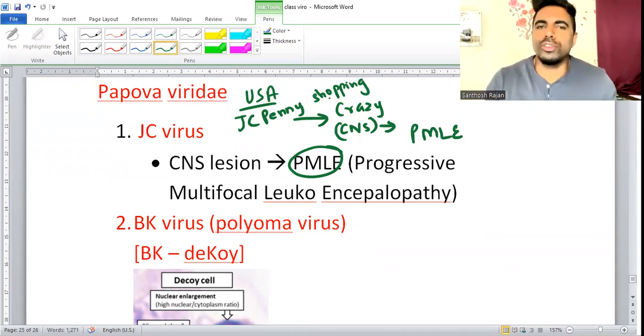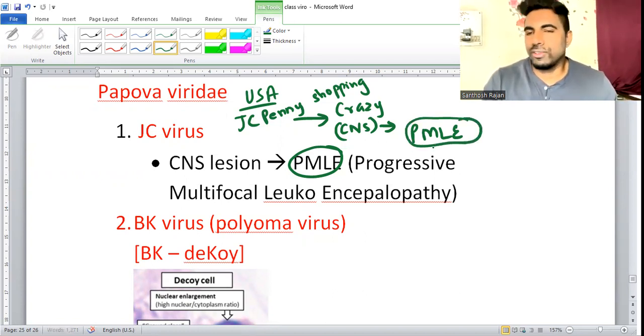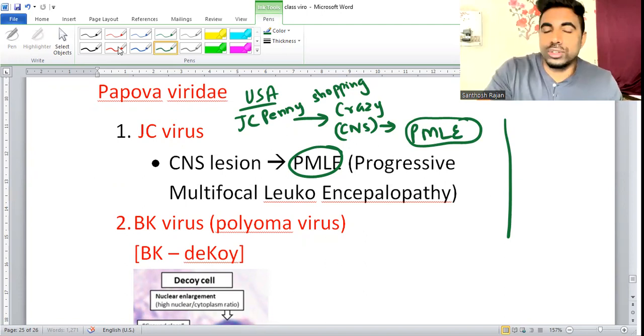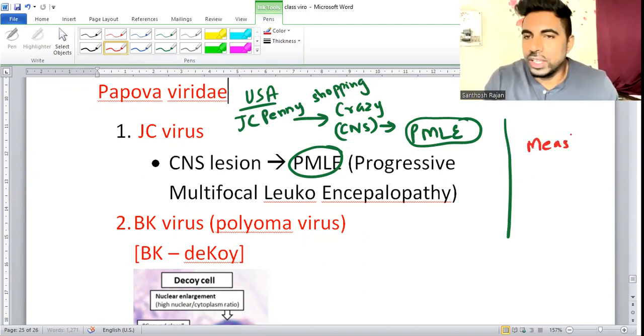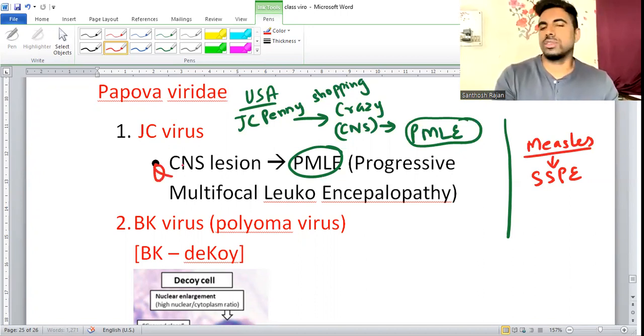It's a very cool shop, you get a lot of things there. So you get crazy buying, especially girls, they get crazy. And what do they get? They get PML, progressive multifocal leukoencephalopathy. Something like this is there in measles also. I want to bring up measles, as that question is also frequently asked. In measles, one of the complications, less common but common in questions, is SSPE, subacute sclerosing panencephalitis. That's a different type of CNS disorder. But this is PML, progressive multifocal leukoencephalopathy. Please remember that this question can be asked, just a direct question on JC virus.